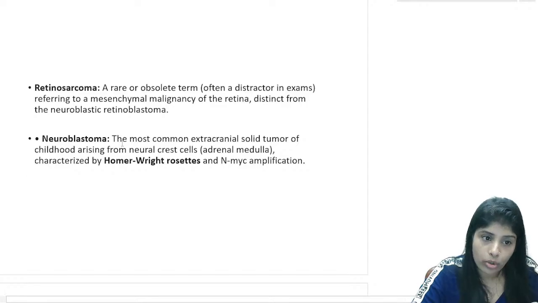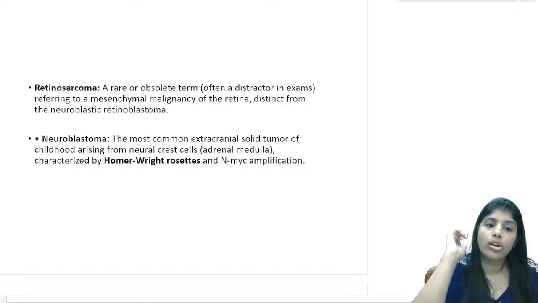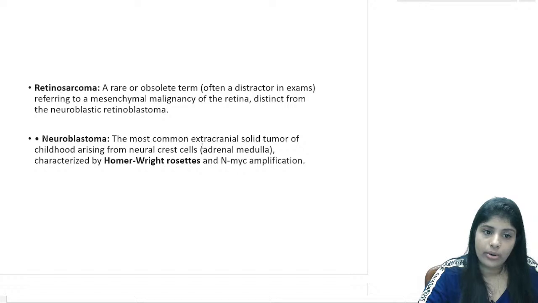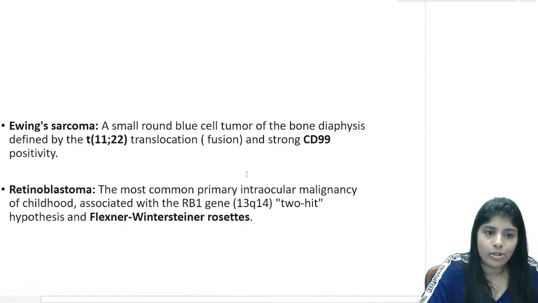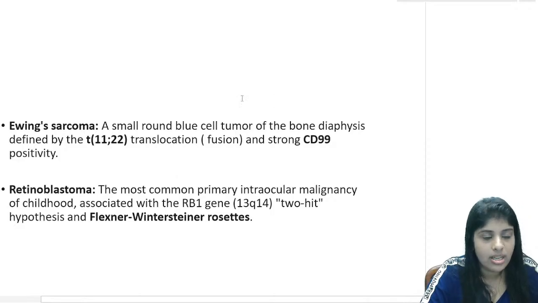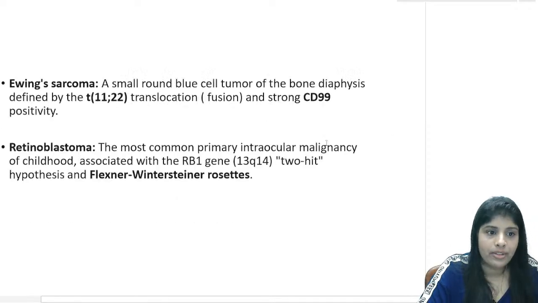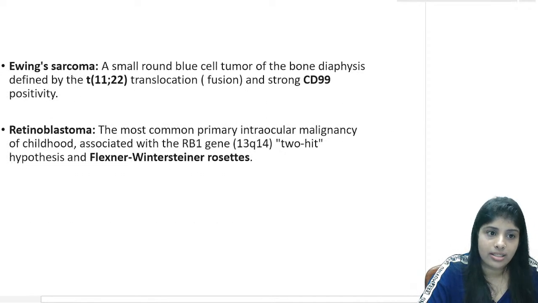Okay, and neuroblastoma is a solid tumor that is extracranial, arising from the neural crest cells. That is neuroblastoma. And Ewing sarcoma, right? It is also a small blue cell tumor, but where does it happen? It happens in the bone diaphysis. Okay, it is another small cell tumor. So the other one was retinoblastoma, and this is Ewing's that happens in the bone diaphysis. Don't forget, it is due to the 11;22 translocation.